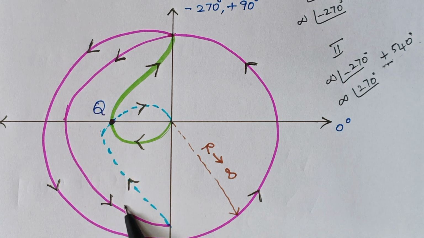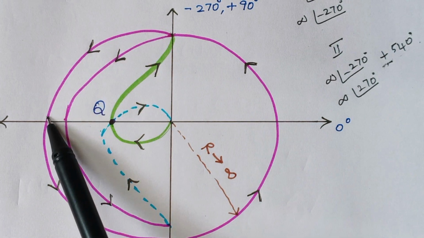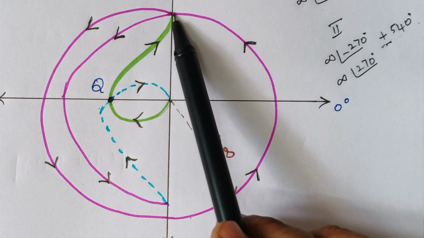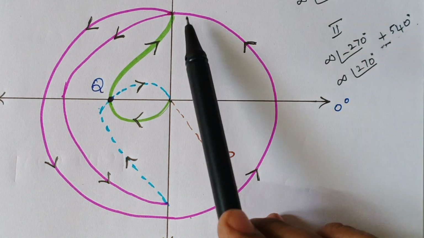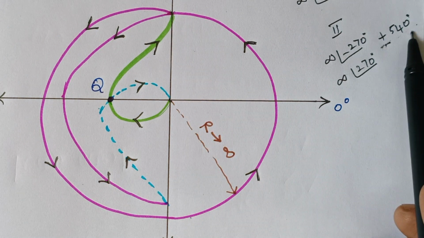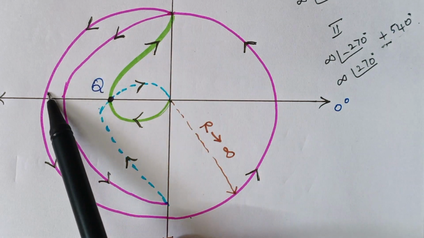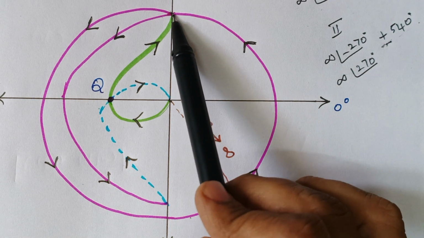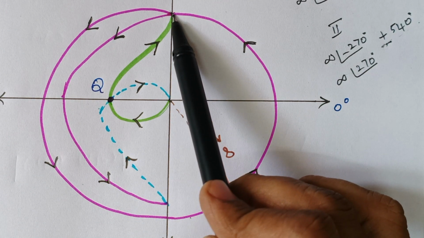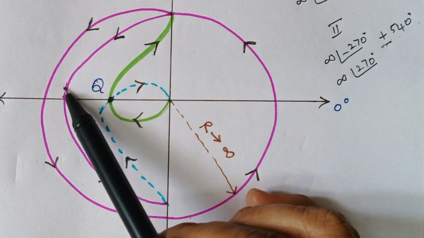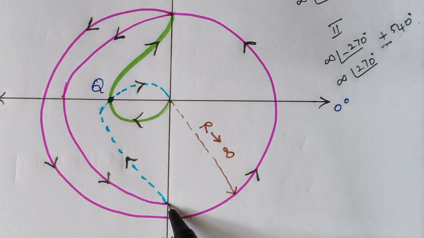So 90, 180, right? I'm starting here, at infinity minus 270. I have to rotate 540 degrees in anti-clockwise direction. So I am starting here, you see, 90, 180, 270, 360, right? And again, I need 540 degrees. So again, I need to rotate 180 degrees. So here, again that 90 and 180. So totally 540 degrees I have rotated in anti-clockwise direction.